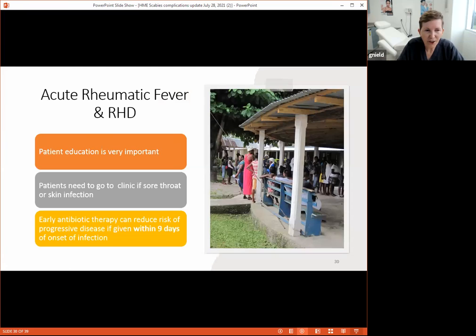So, patient education is really important. Patients need to go to a clinic if they have a sore throat or a skin infection. And early antibiotic therapy can reduce the risk of progressive disease if given within 9 days of the onset of infection. So you really need to treat strep skin infections. What you just think is a bit of infected scabies, you don't think it's that important. But if it's not treated within 9 days, they can go on and develop acute rheumatic fever.